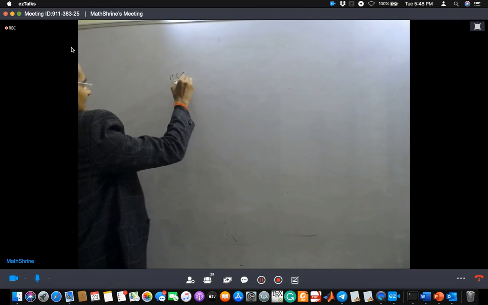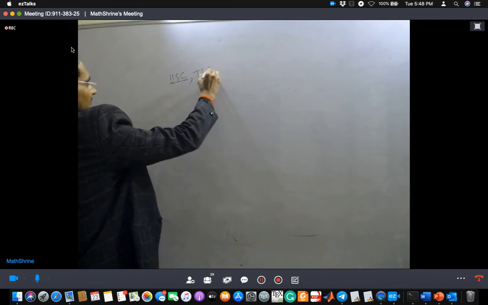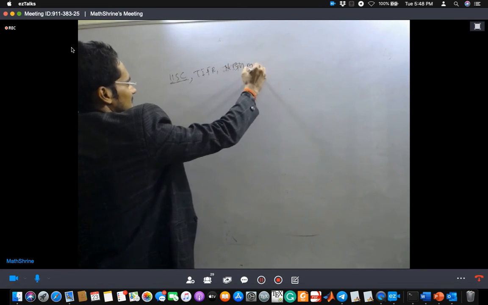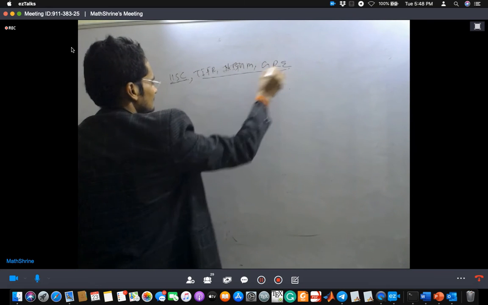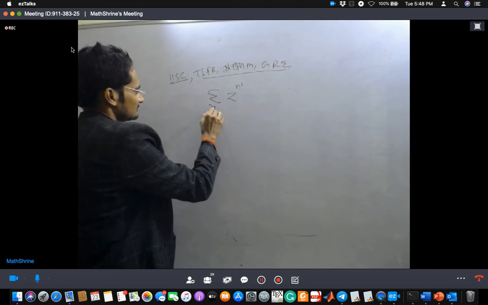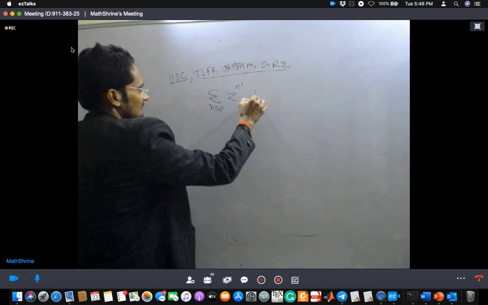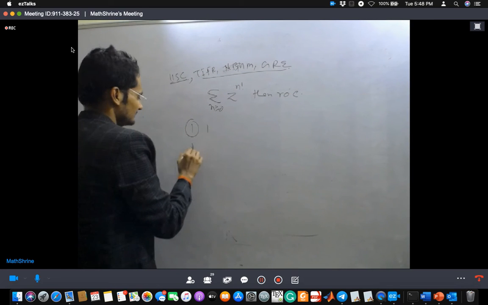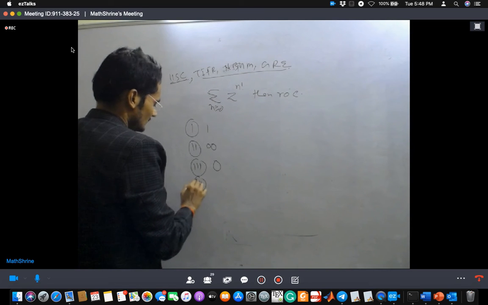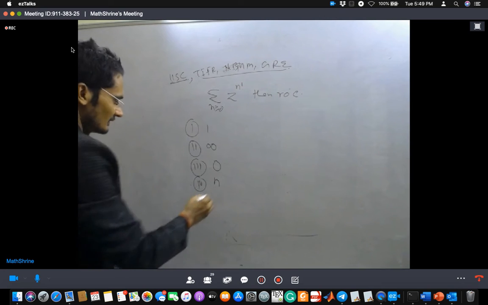Okay, right. So one more question I can see. It was in IISc. Also, it was in TIFR and CSIR for NBHM. The question was: z raised to the power n factorial, then the radius of convergence. The first option is 1, second is infinite, third one is 0, fourth one is n factorial.